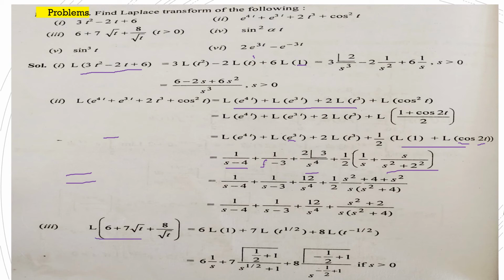Another problem. Again we will separate the terms using the Laplace property. Laplace of 1 is again 1 by s. Now here n is a fraction, so we can't use the factorial formula, we have to use the gamma function.